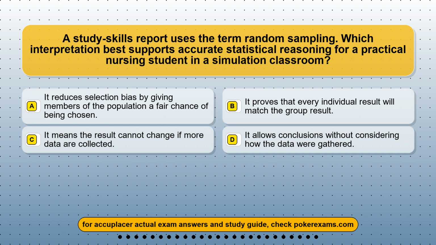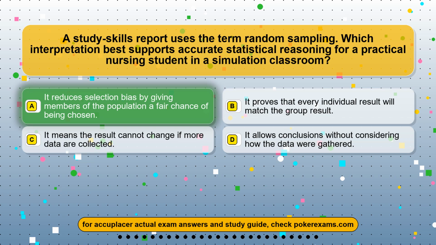Question 5. A study minus skills report uses the term random sampling. Which interpretation best supports accurate statistical reasoning for a practical nursing student in a simulation classroom? Option A. It reduces selection bias by giving members of the population a fair chance of being chosen. Option B. It proves that every individual result will match the group result. Option C. It means the result cannot change if more data are collected. Option D. It allows conclusions without considering how the data were gathered.